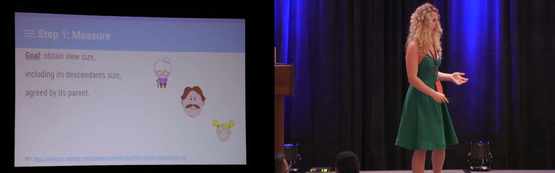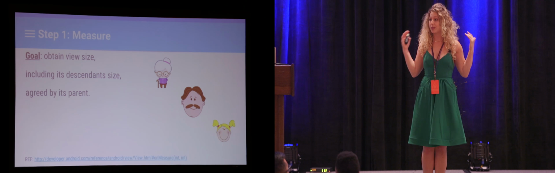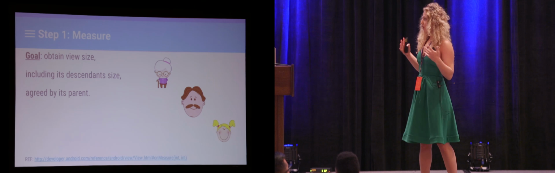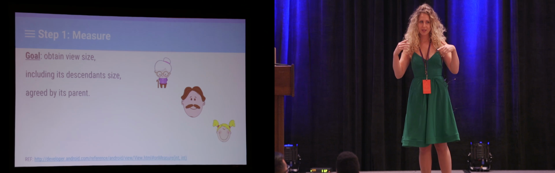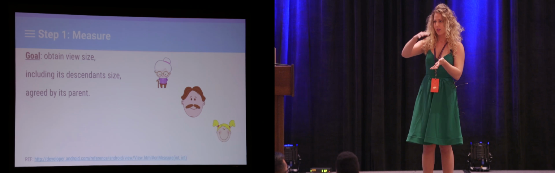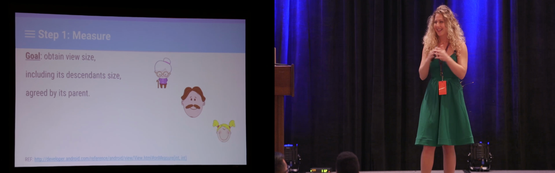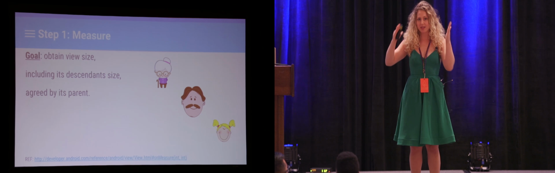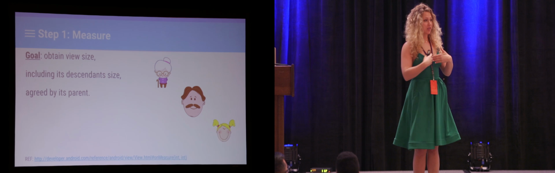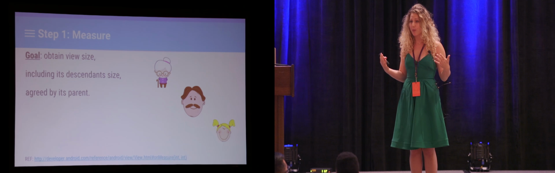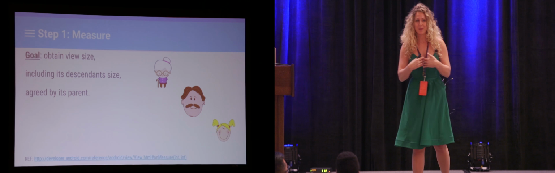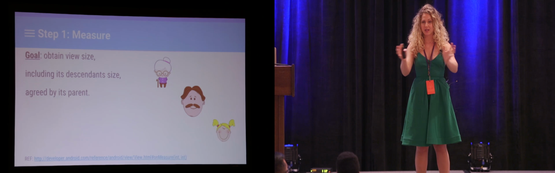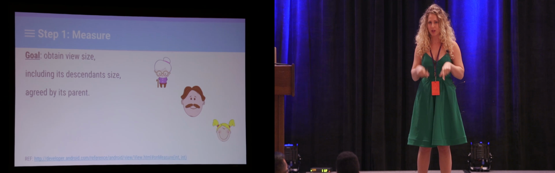The measure, we said, is about understanding the position of the view, right? Well, when I said the position of the view, of course, I also mean the size. So the measure is about understanding the size of the view and its children, right? Because if I'm a linear layout, for example, my size includes the size of my children, so I have to understand those.